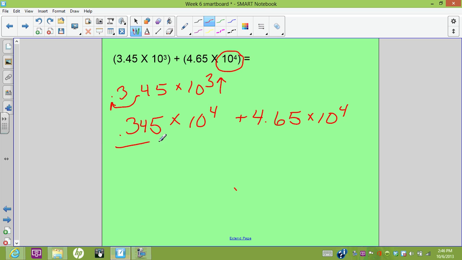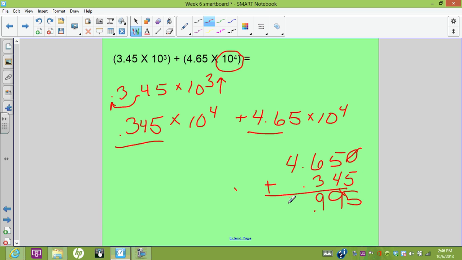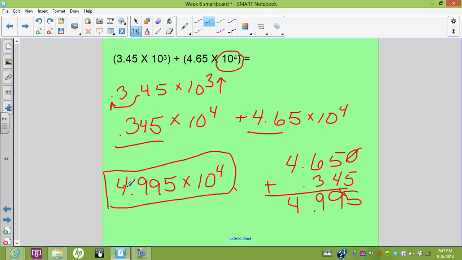So when I add these decimal parts, once again, line up that decimal point, 4.65 plus 0.345, add a placeholder 0 where you need it. And when I do this addition, I end up with 4.995 as my decimal part times 10 to the 4th power. And I don't have to fix that because that's not a faker. That is a number between 1 and 10.